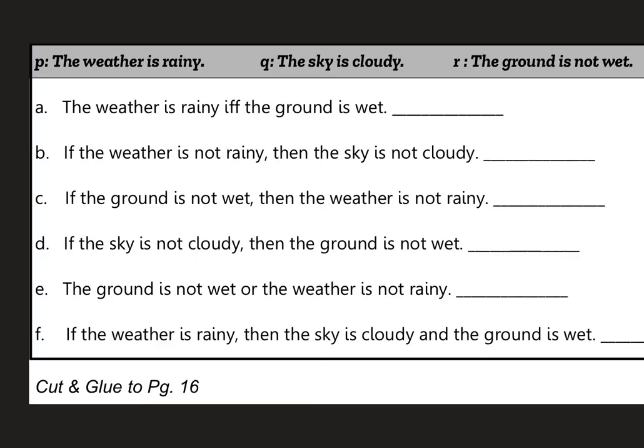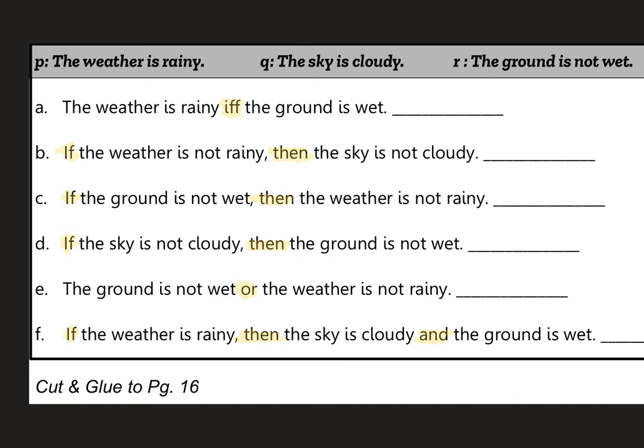Last but not least, just some sentences to go to symbols. I always like these better. You could even go through if you wanted and kind of find all the symbol words. So weather is rainy, if and only if ground is wet. If the weather is not rainy, then the sky is not cloudy. If then, or we have if, then, and. So let's go back and look through these now.